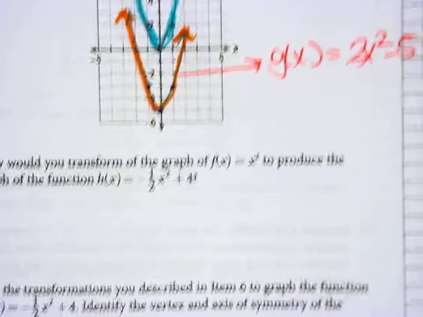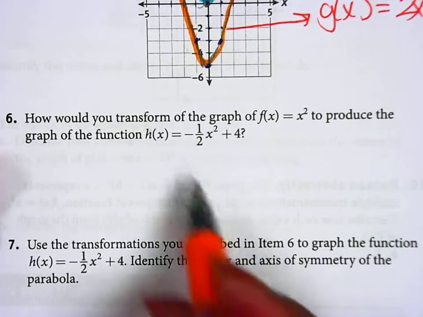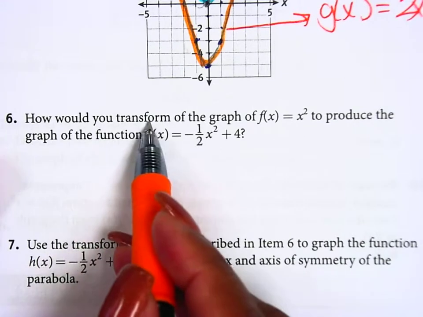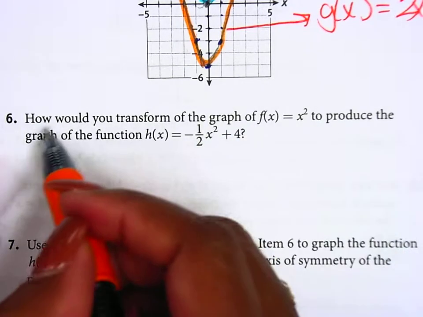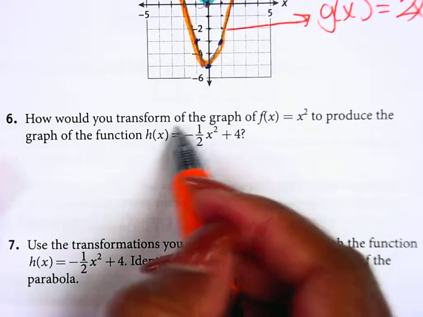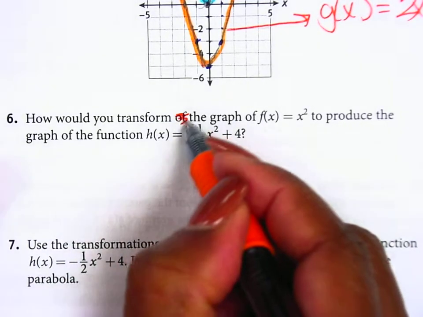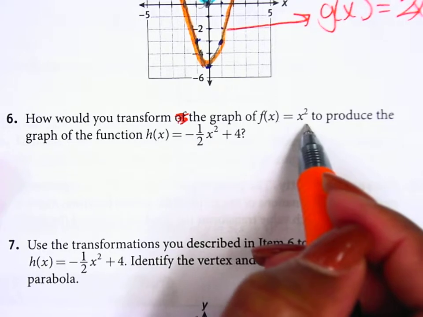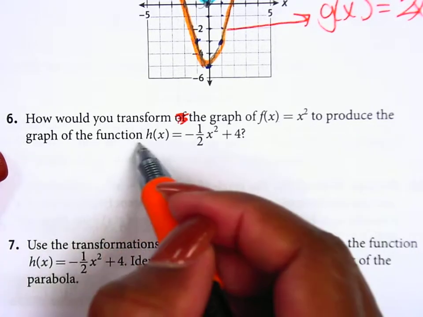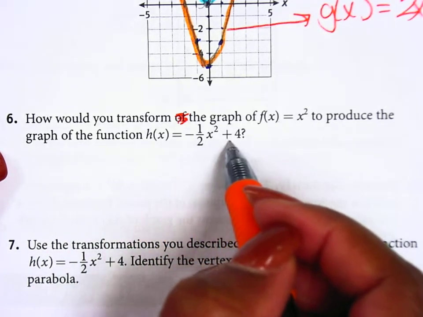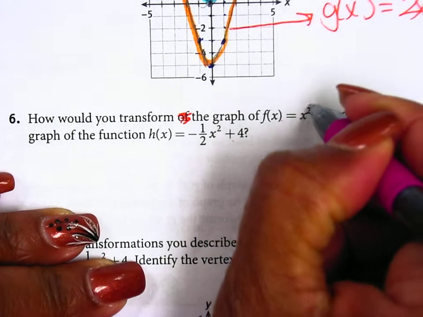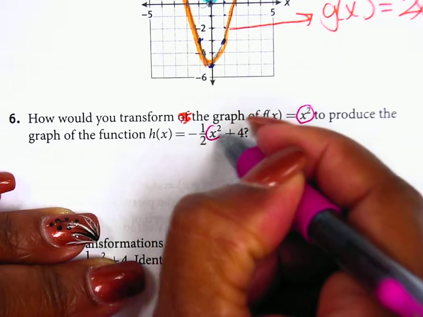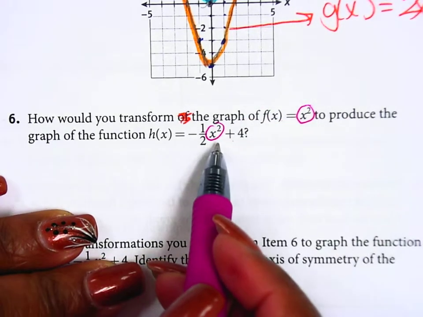Now here, number 6, it said how would you transform the graph of f of x equals x squared to produce the graph of the function h of x equals negative 1/2 x squared plus 4. Okay, so we're comparing that to the parent function here. This is the parent function, x squared. What is being done to that parent function?